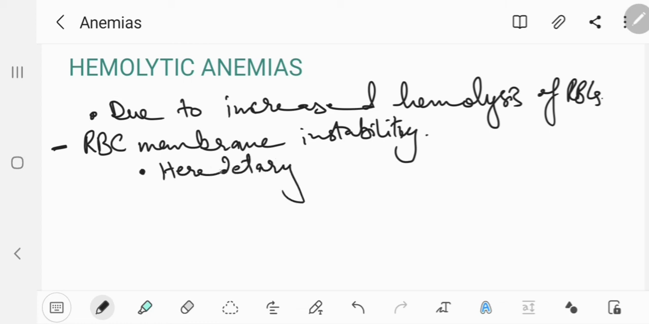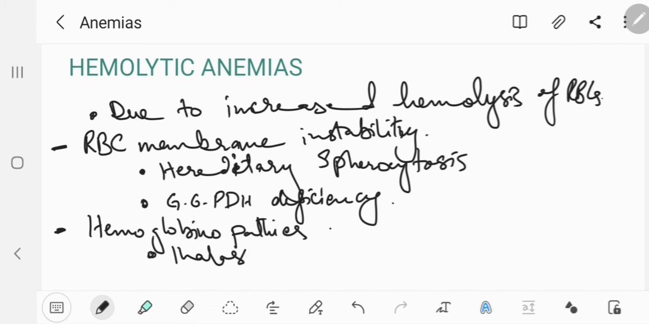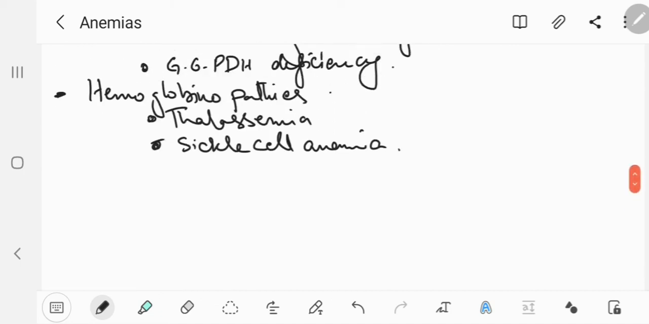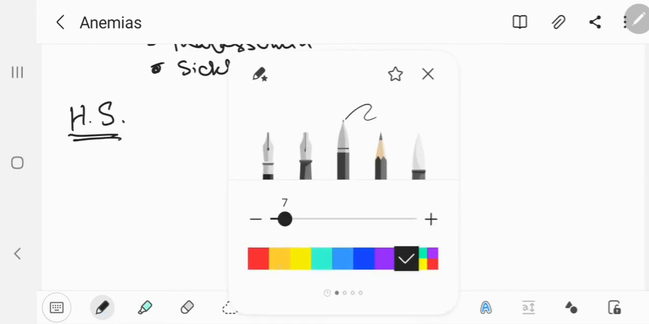which can be due to hereditary spherocytosis, which is a genetic disease, and then there can be glucose 6-phosphate dehydrogenase deficiency anemia. Another cause of this hemolysis can be hemoglobinopathies, that is, due to deformed hemoglobin. One is thalassemia and the other one is sickle cell anemia. Now let's discuss hereditary spherocytosis in detail.